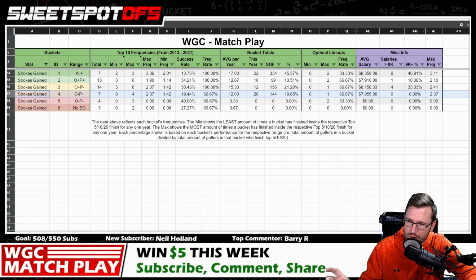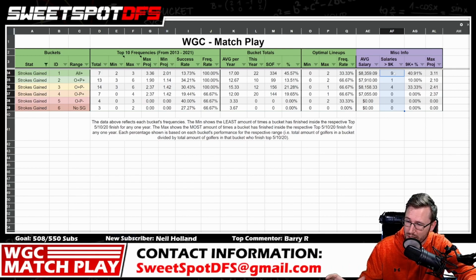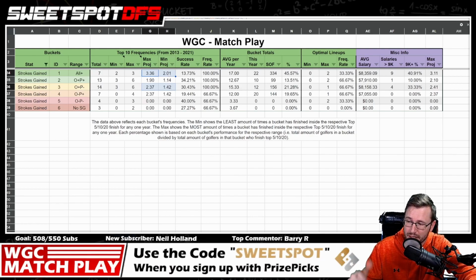Now, of course, we want to look at all the golfers that are 9K and above, and make sure we do this the smart way. Because if we had multiple 9K and above golfers, like the stroke chain 3 golfers here, it would be difficult, because 2 of these guys could be inside the top 5. And that means no more than 2 could be inside the top 5 from this bucket. Hard to build lineups that way.